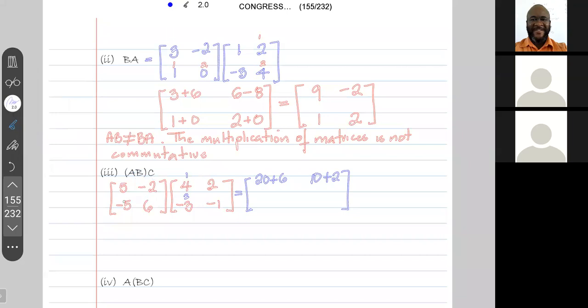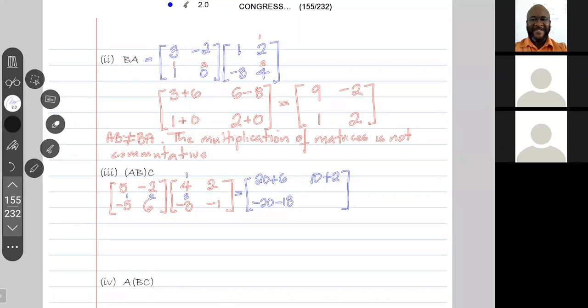First element in the row, second element in the row. So you're going to multiply the first element in the row by the first element in the column. Minus 5 times 4 is minus 20. And then the second element in the row by the second element in the column. So it's 6 times minus 3, which is minus 18.